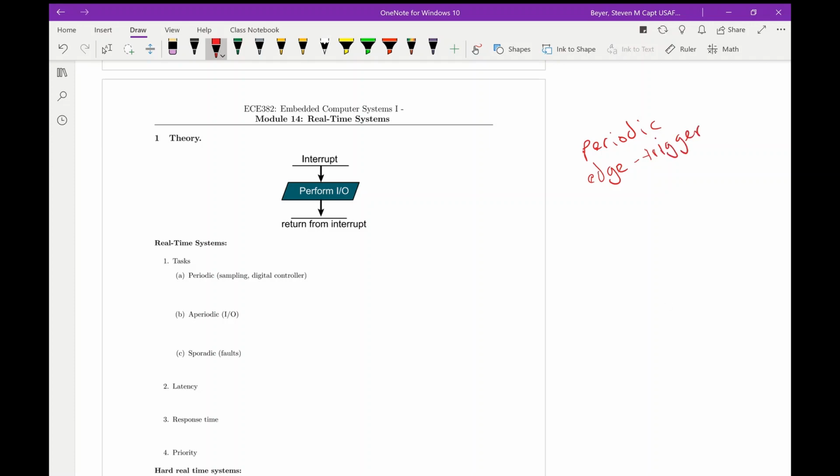Oh, pen's looking a little weird today. It's probably because it's not the rainbow pen.